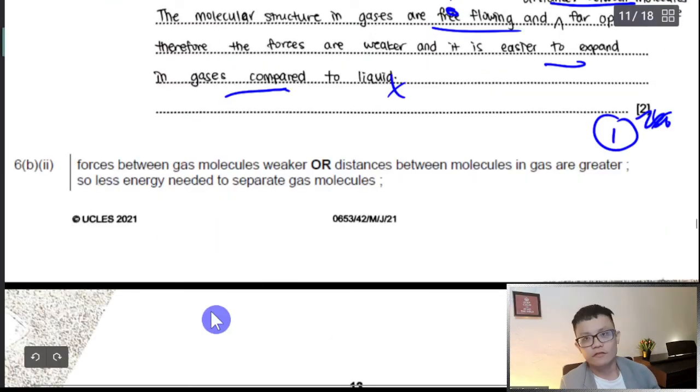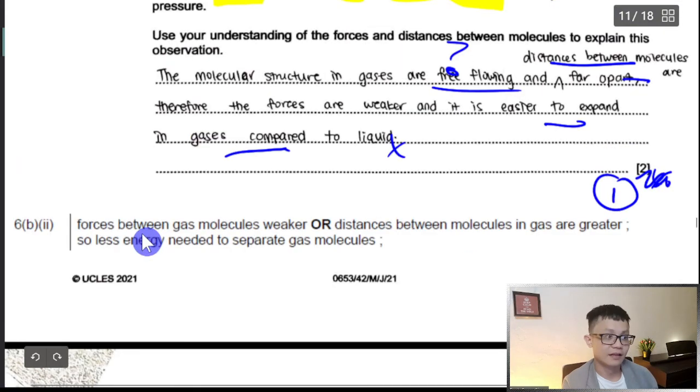So of course, this is the marking scheme. Probably the student will get 2 marks, right? Because the student wrote something like forces between gas molecules are weaker, so less energy is transferred. So the student is supposed to get 2 marks. Actually the student can get 2 marks, but I didn't give 2 marks because when I read the first sentence it doesn't make sense, and that's why I just gave 1 mark.